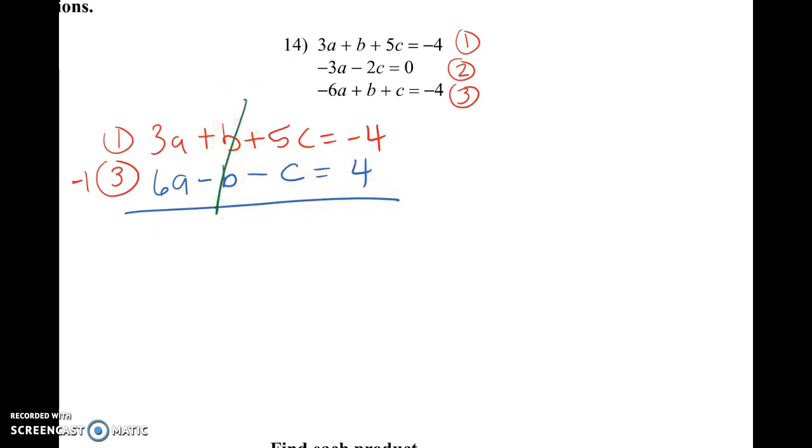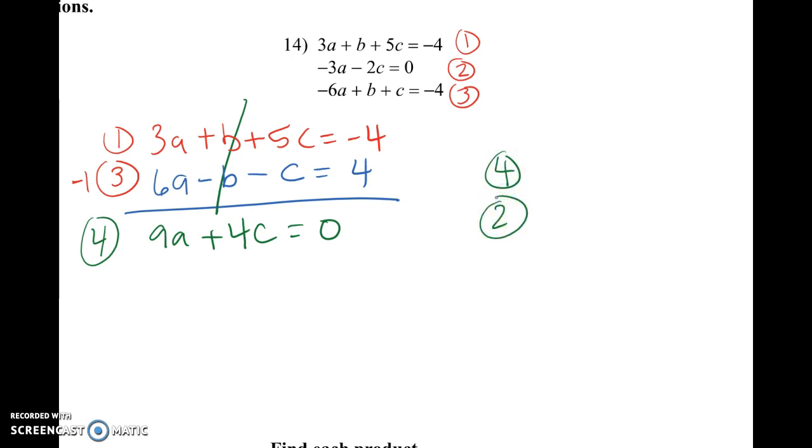So my b's eliminate, which is what I wanted. And I have 9a plus 4c equals 0. So this new equation 4, I'm going to use equation 4 and equation 2. Equation 4 is 9a plus 4c equals 0. And equation 2 right here is -3a minus 2c equals 0. So I'm going to eliminate a, because I can easily see that if I have a 9a, I can multiply equation 2 by a 3.